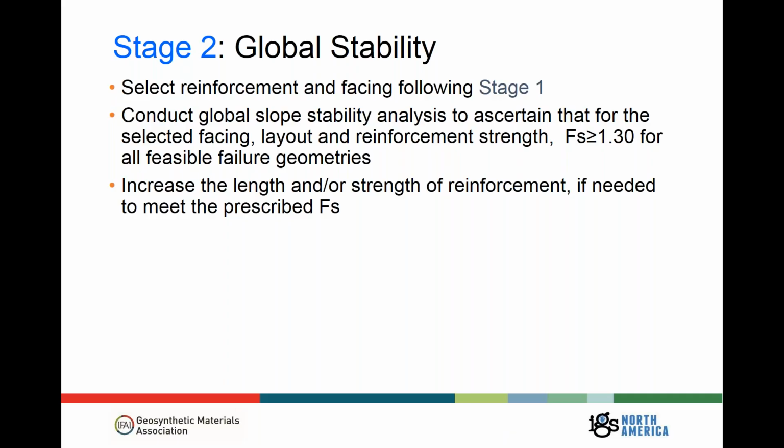Now, of course, we have to ensure that global slope stability doesn't bite us. What that means is that for the selected facing units, the layout of reinforcements, or the reinforcement strengths determined from the baseline solution, we've got to make sure the factor of safety is greater than 1.3 for all feasible failure geometries. And if it's not, we've got to change something. It might be the length of the reinforcements, the strength of the lower reinforcements, or maybe ground improvement techniques for the foundation material. But we've got to meet that prescribed 1.3 factor of safety.